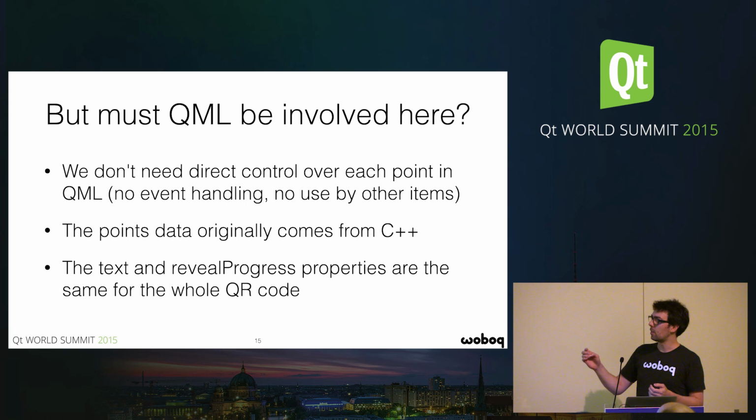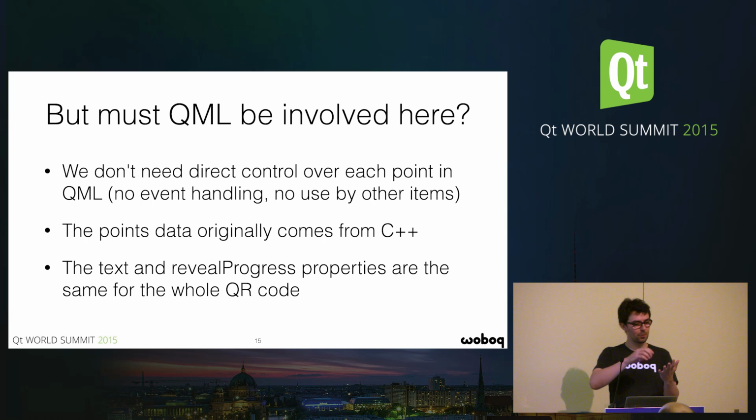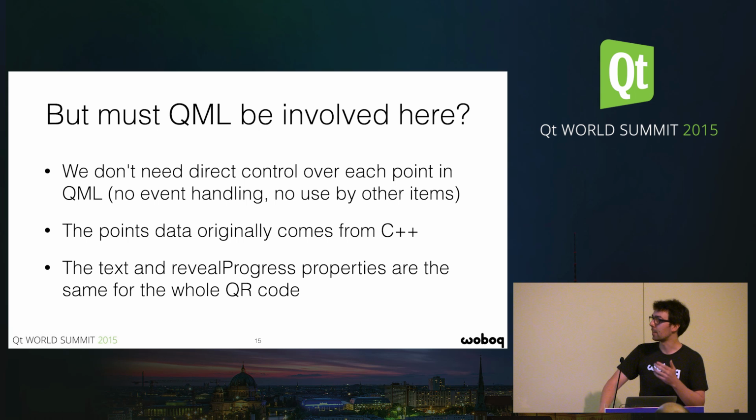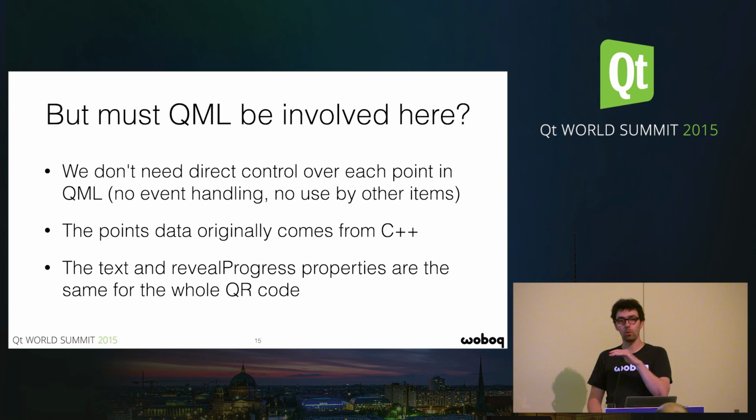And on top of this, the points originally come from C++. I took this information from C++. I move it in a QGadget crazy technique just to bring it to QML. And this, in the end, is going to be reconverted to essentially geometry nodes. So what I can do in this case is that I can just use the text property and the reveal progress property that I had on my QML component and basically convert my QML component into a QQuickItem. So instead of having a QML component with a bunch of child items, I'm going to have one item that is going to have a bunch of child nodes.